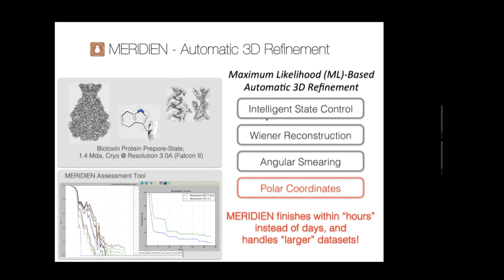Recently, we introduced a polar coordinates representation of reprojection and particle images for the 3D alignment stage of each iteration. This resulted in a significant speedup. Now, Meridien finishes within hours instead of days. It is also able to handle larger data sets.